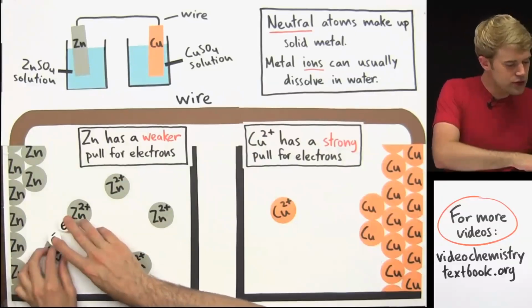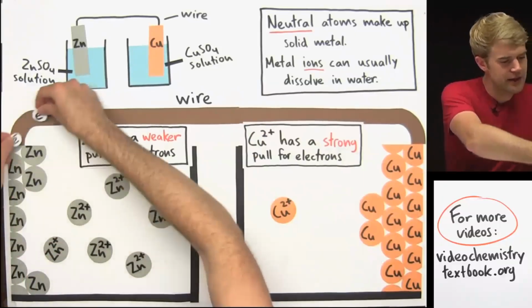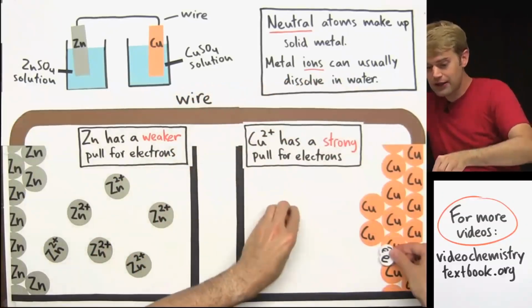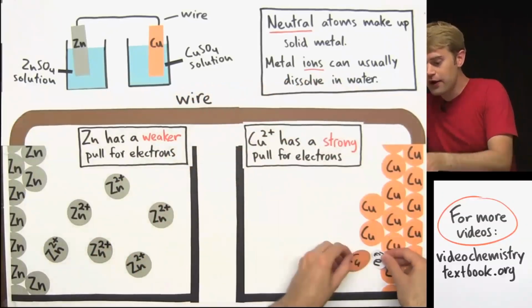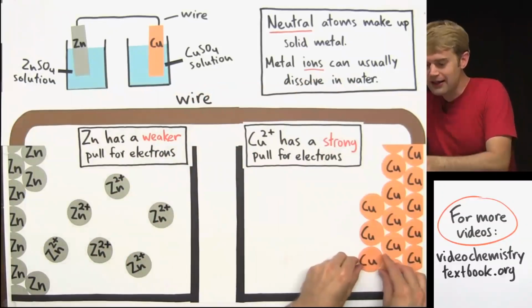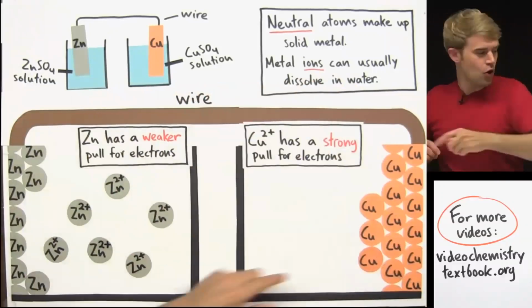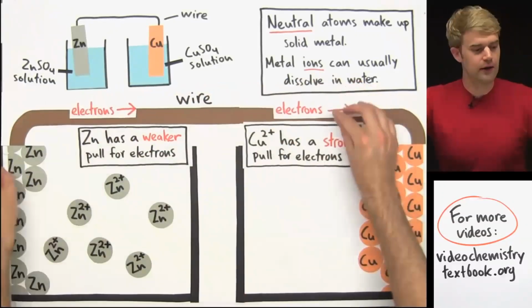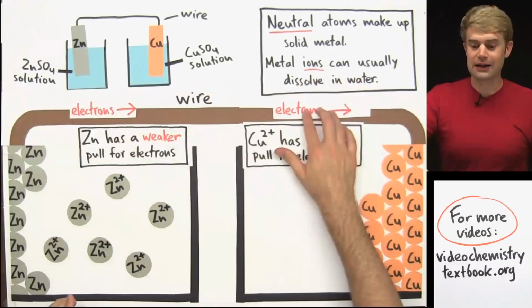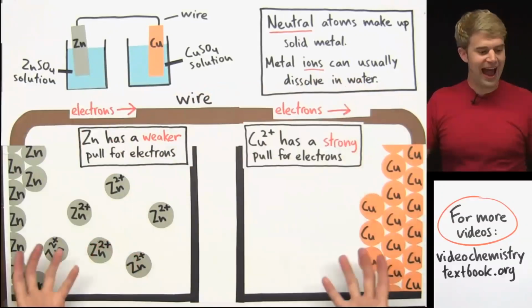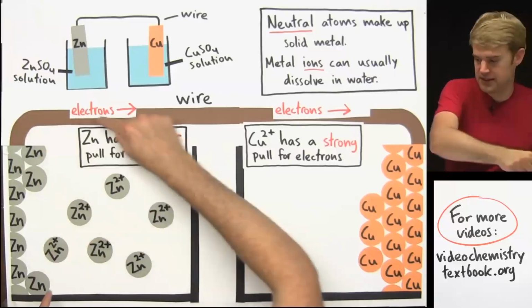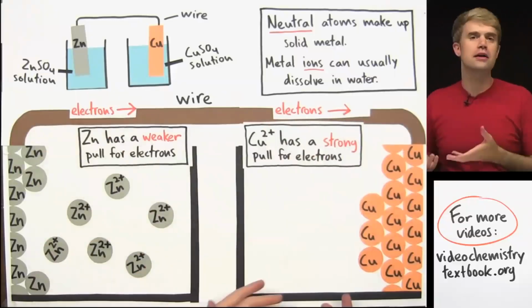Zinc loses these 2 electrons. They move through the wire, creating electricity. They come over here and they join up with a Cu2+, turning it into neutral copper. We have these electrons moving through the wire here, creating electricity. So that is how we get electricity, from these electrons moving from the zinc over here into the copper.